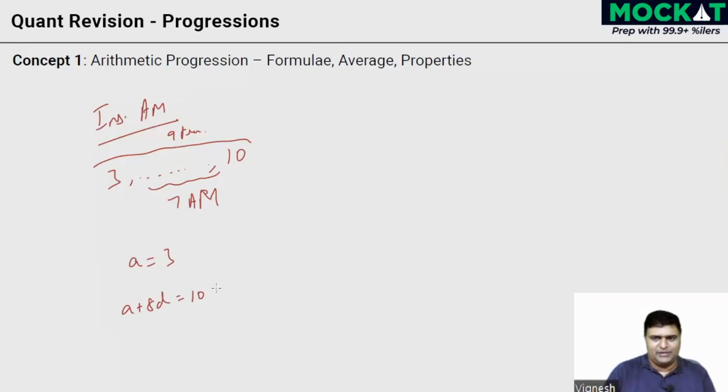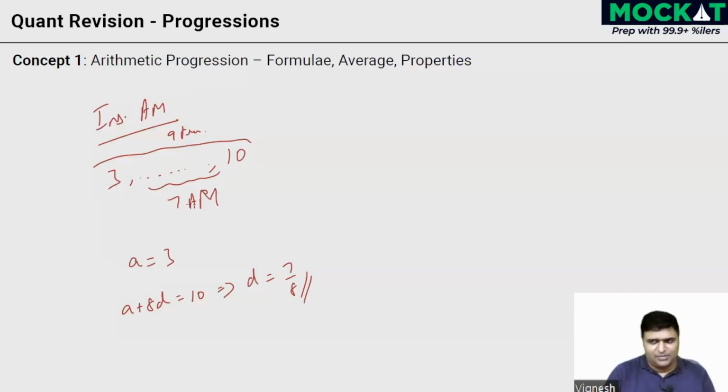A plus 8D becomes 10. A is nothing but 3. Take it there, 8D is 7, D is 7 by 8. The common difference here becomes 7 by 8. 7 terms over here between 3 and 10. Don't say 4, 5, 6, 7, 8, 9. That's only 6 of them. You need to insert 7 of them.